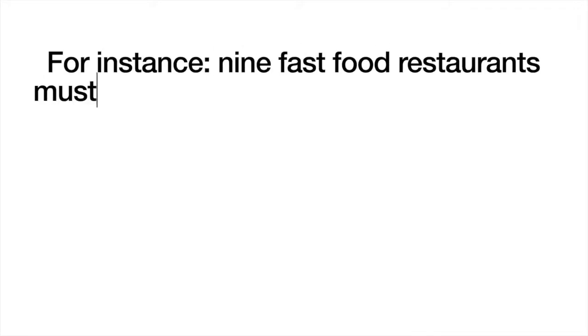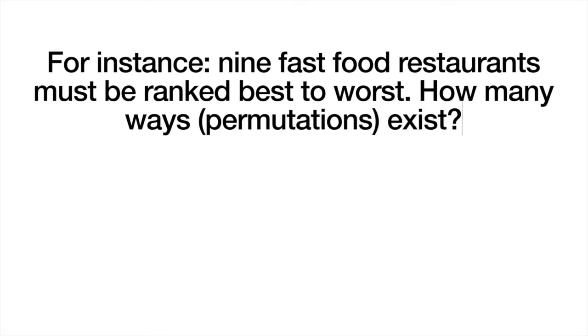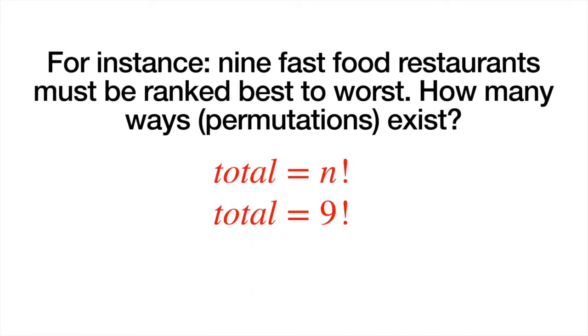For instance, 9 fast food restaurants must be ranked best to worst. How many ways permutations exist? In this situation, we just take the factorial of the number of objects, so 9 factorial, or 362,880.